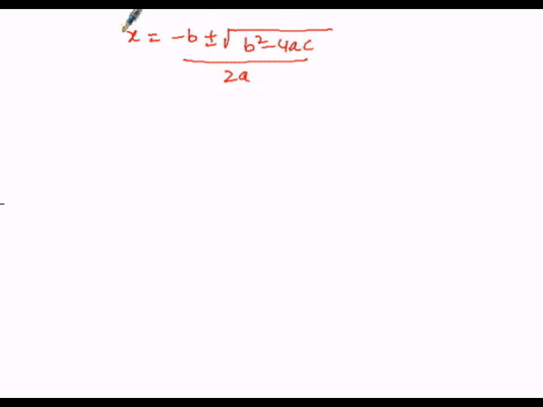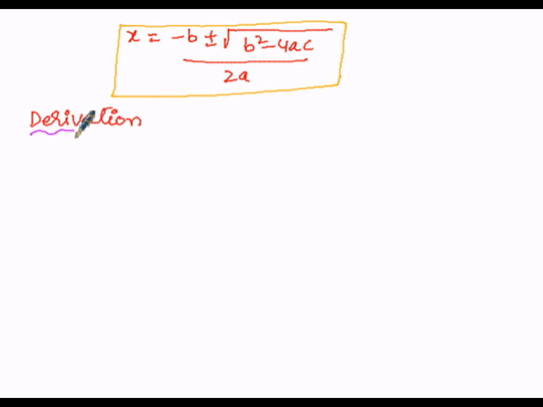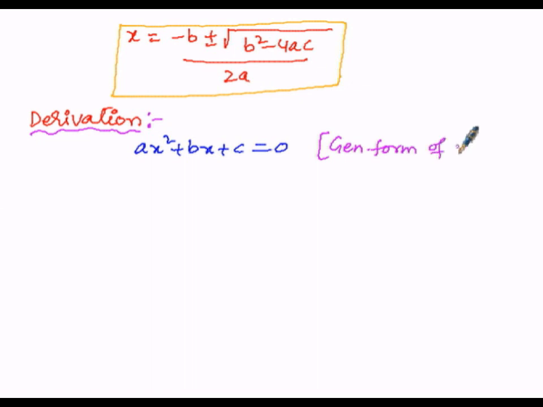Then now, in order to prove or derive this condition, we are going to start the proof now, that is the derivation. Now the derivation starts. First of all let us take the general form, that is ax square plus bx plus c is equals to 0, the general form of a QE, that is quadratic equation.